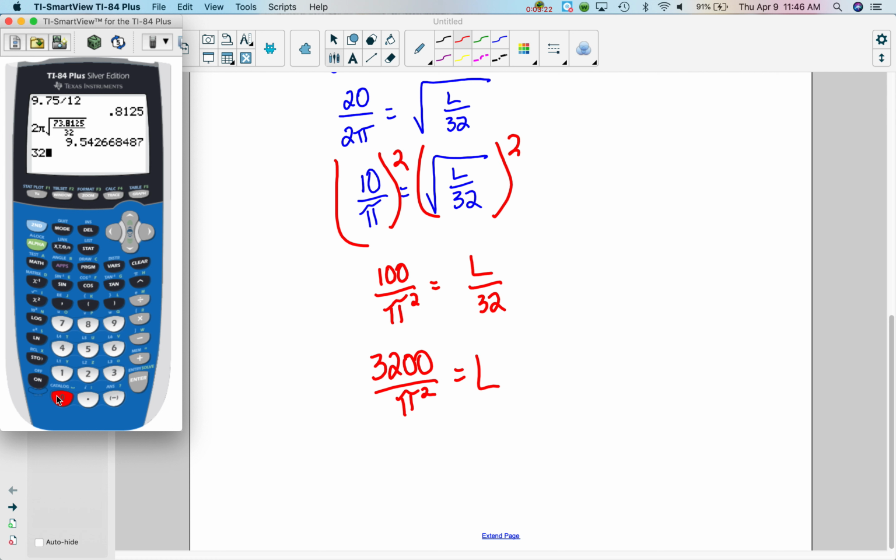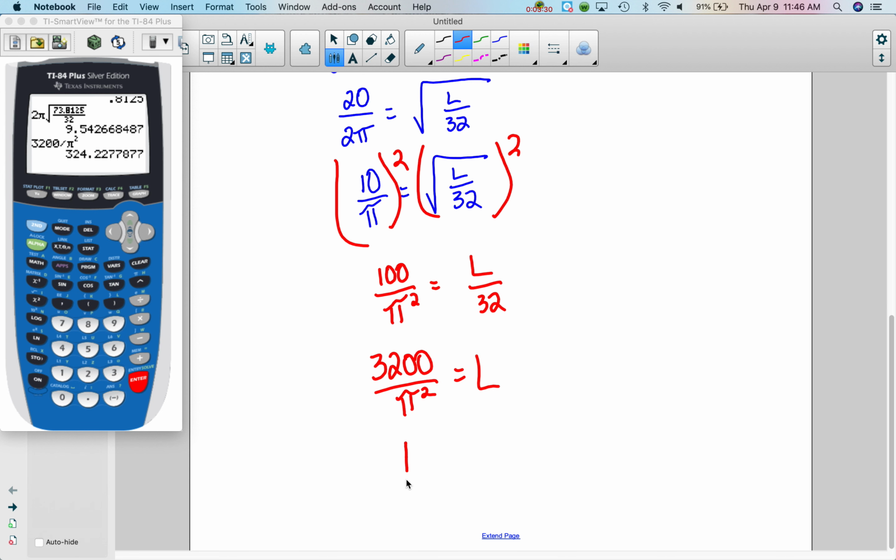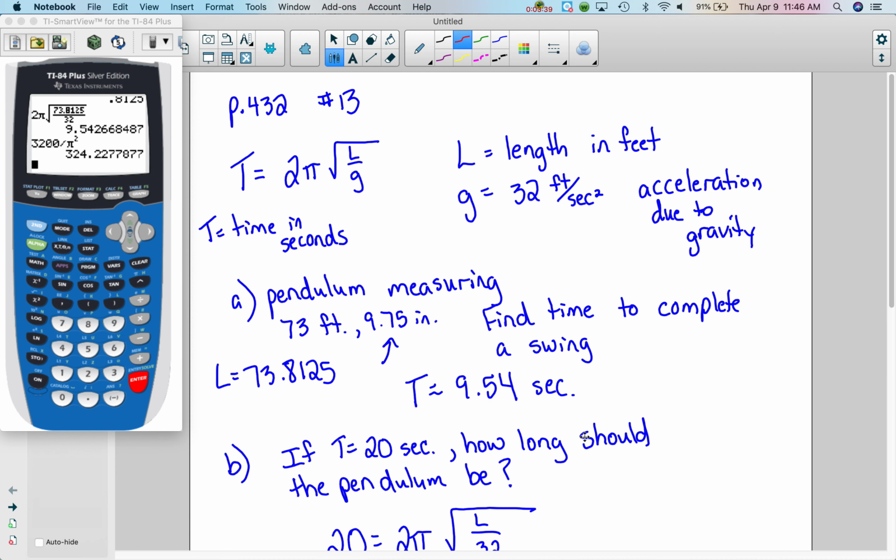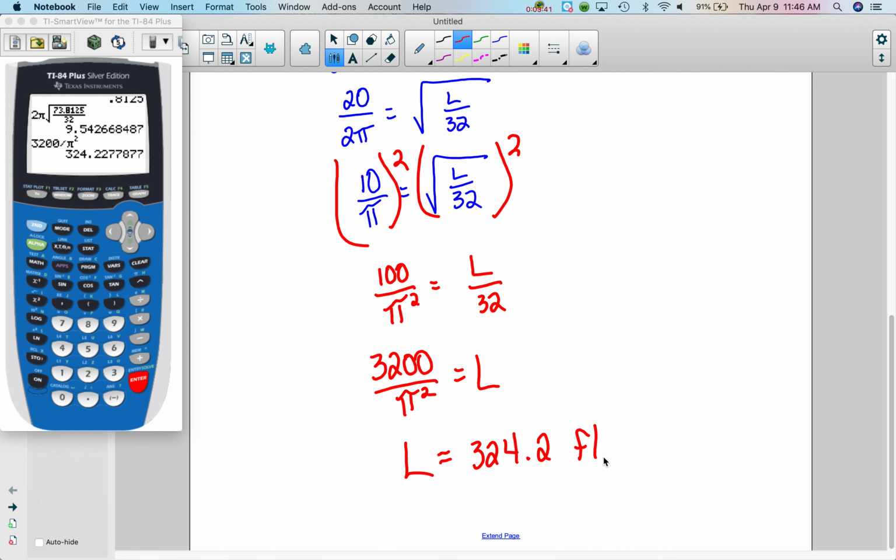So I can take 3200 divided by pi squared, and I get that L is approximately 324.2, and I believe we are in feet. So that would be the length of the pendulum, which is a really long pendulum. Okay, so hopefully that helps.